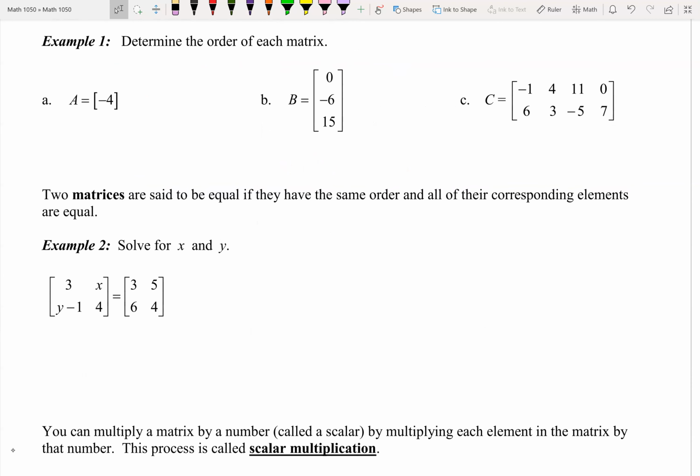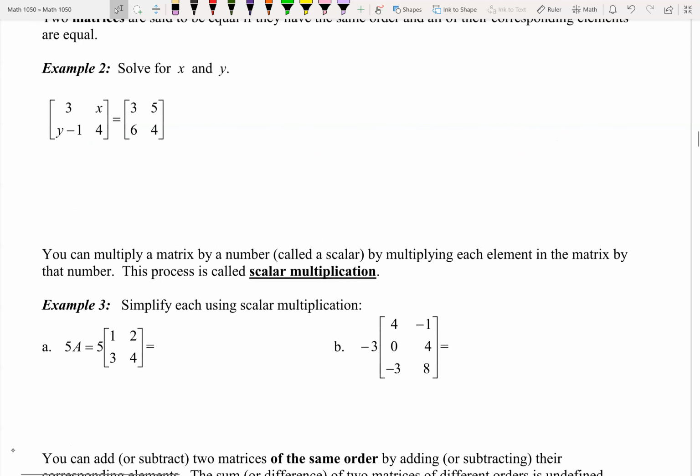Okay, so let's find the order of this matrix. So matrix A has one number going down and one number going across. So it's a 1 by 1. Matrix B has 3 numbers down and 1 number across. So it's always the downs by the across. So question C is a 2 by 4. That's it. It's called the order.